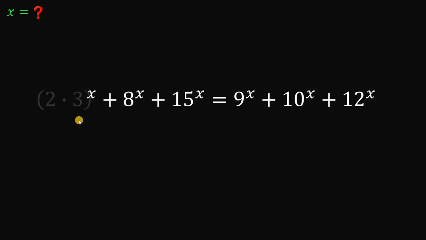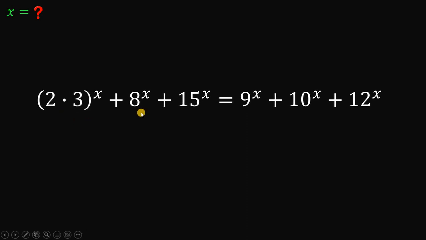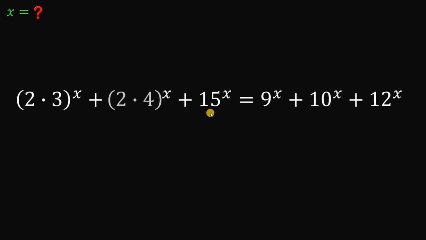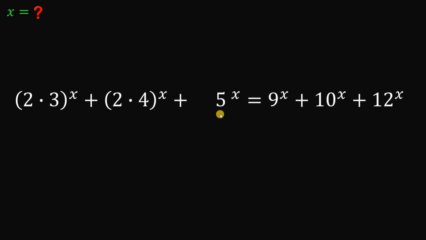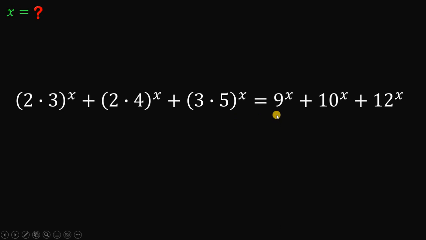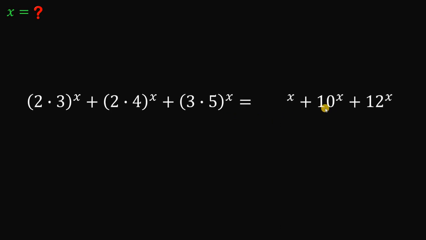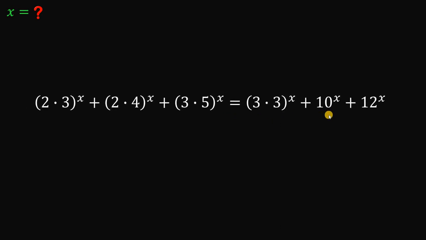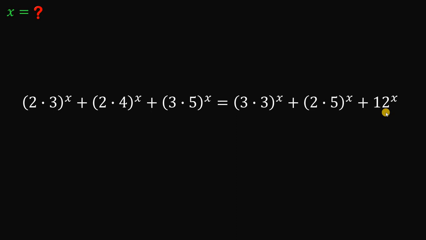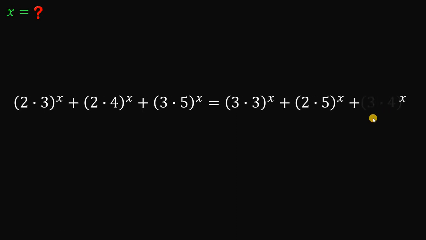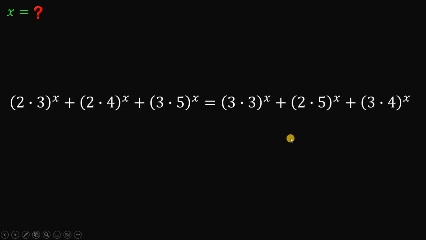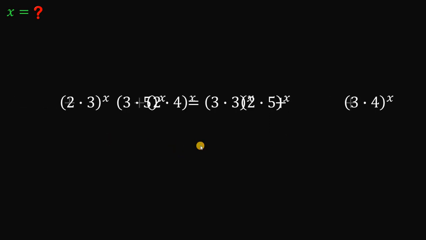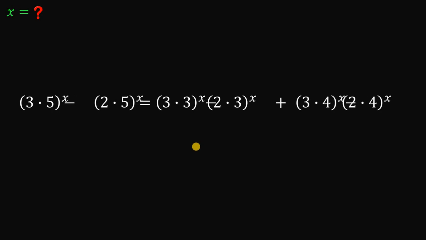6 can be factored as 2 times 3, while 8 can be factored as 2 times 4, and 15 can be factored as 3 times 5. Also, this 9 can be factored as 3 times 3, this 10 can be factored as 2 times 5, and this 12 can be factored as 3 times 4. Okay, and now, let's rearrange some terms a little bit like this.